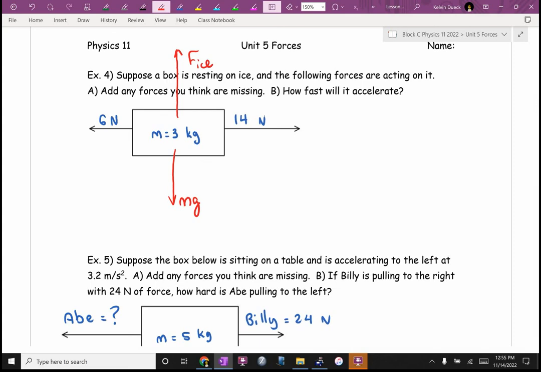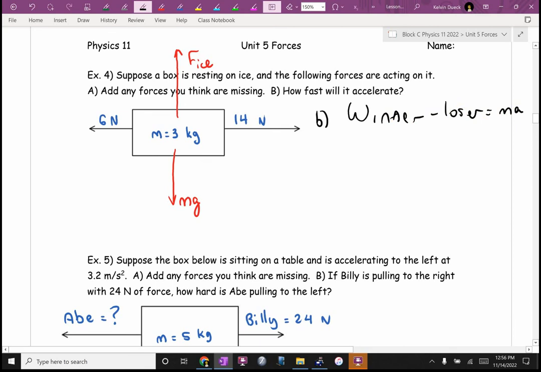B asks, how fast will it accelerate? What direction will this accelerate? Look at the picture. Taya, what direction must this accelerate? I think you're correct. Loud and proud. What direction am I going to pick to be the winner? Same answer. So you ready? Here's my equation. Winner minus loser equals MA. We're not going to write that step out anymore, but we did just once.